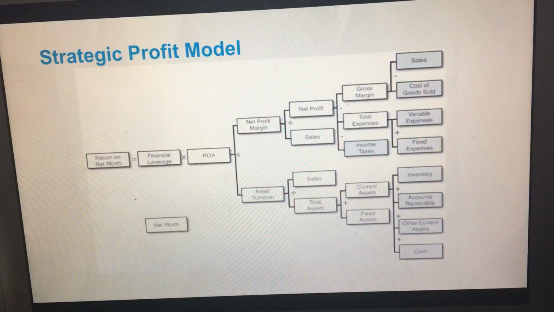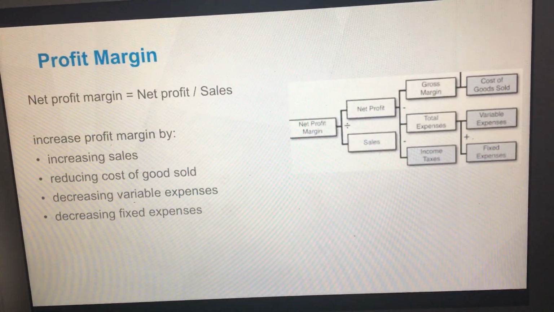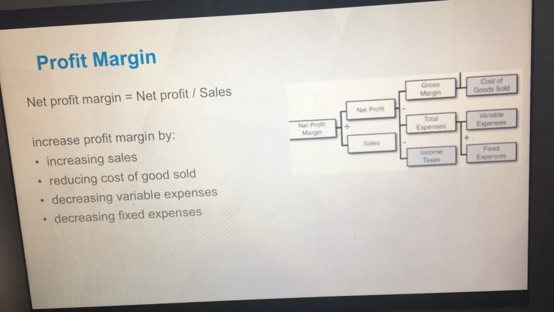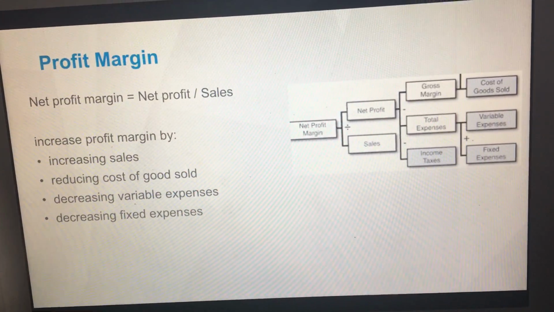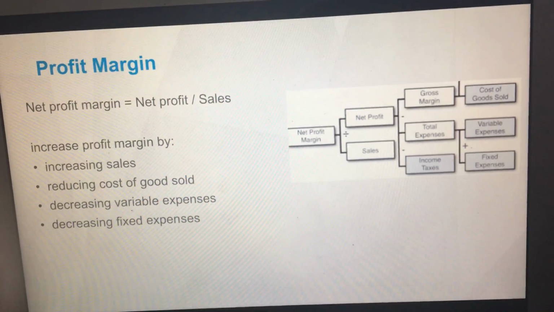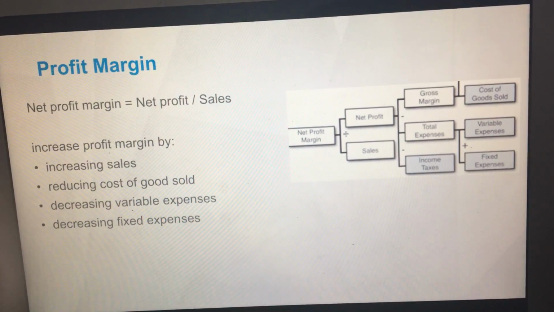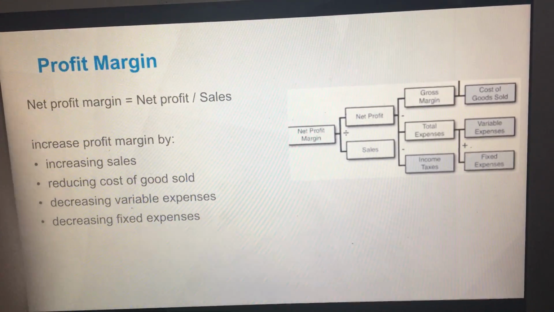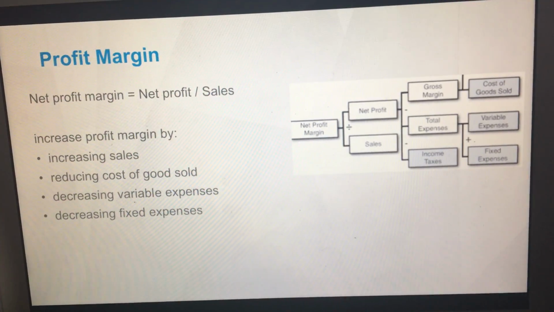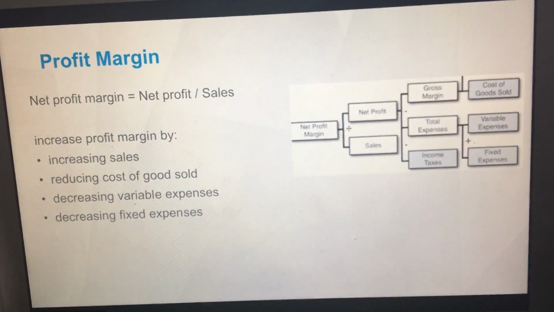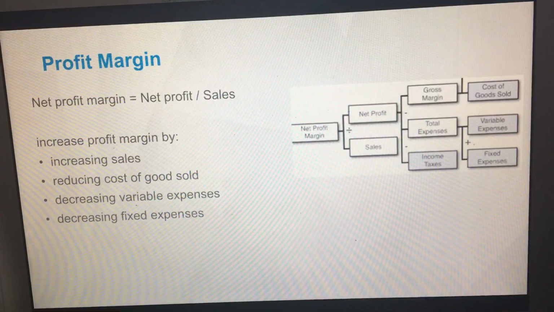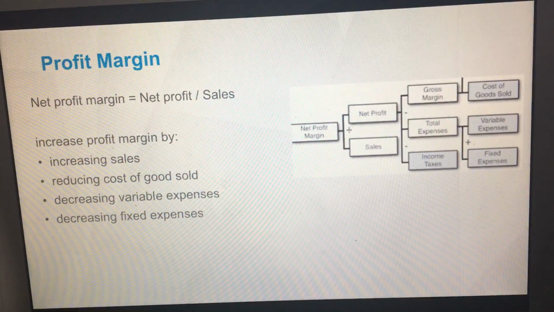Firstly, the profit margin is the revenue remaining after all operating expenses, tax, and interest. The higher the profit margin, the higher the return on equity. Looking at the model, the total expenses and income expenses are subtracted from the gross margin giving the net profit, then divided by the sales to give you the net profit margin. The logistic manager can increase the profit margin by increasing sales, reducing cost of goods sold, decreasing variable expenses, and decreasing fixed expenses.